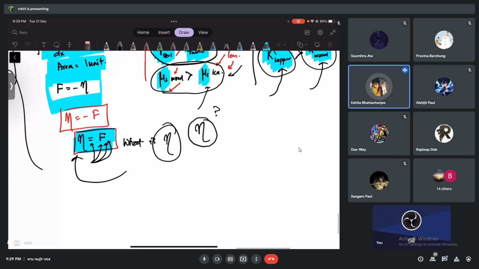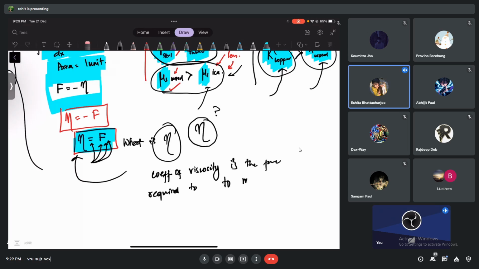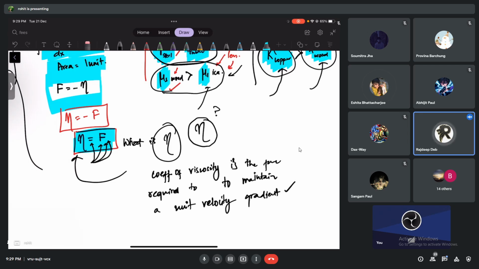It is the force required. Very good. Coefficient of viscosity. It is the force required to maintain a unit velocity gradient at unit area. Very good. Now let me just write it down.